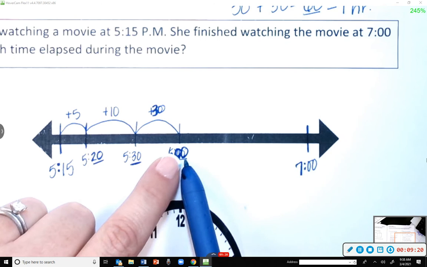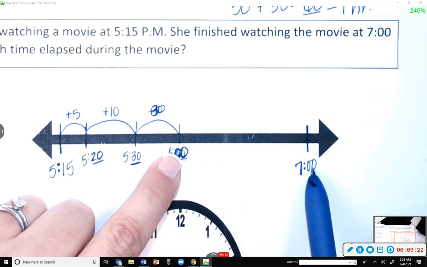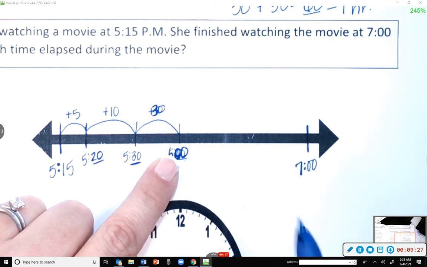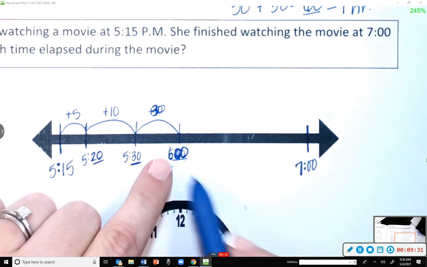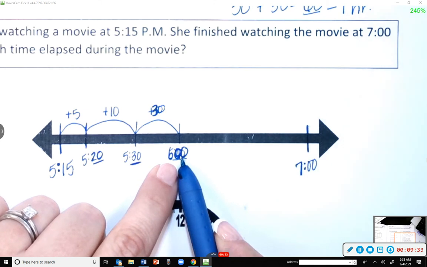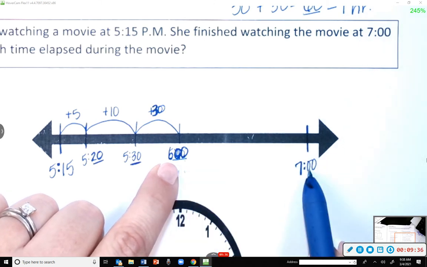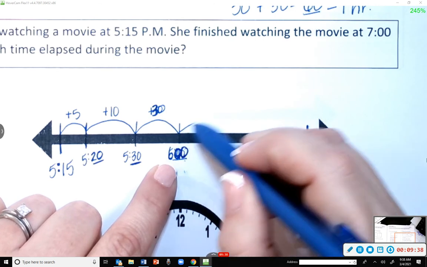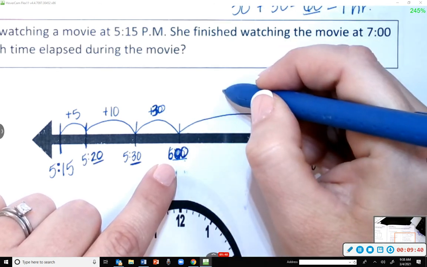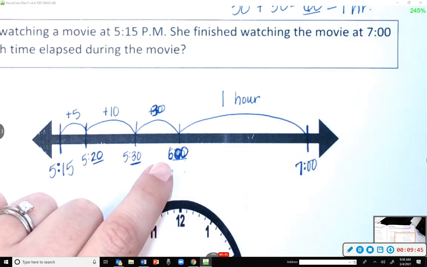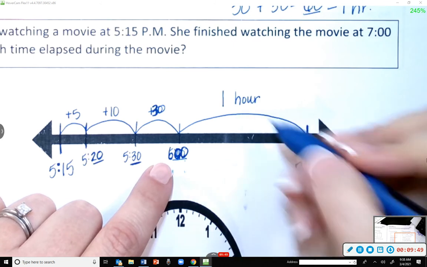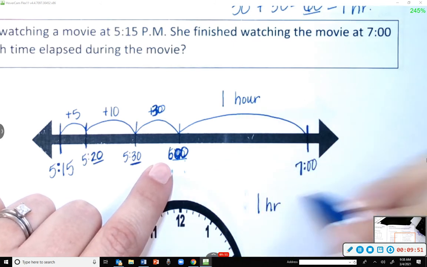But here, if I'm at 6 o'clock and I need to go to 7 o'clock, I can just skip an hour. We don't want to have to do all these jumps by 5s and 10s, okay? We should be able to look at this hour and know that it's exactly 1 hour away from 7 o'clock. So I'm going to jump 1 hour, and that's what we need to label it with, not minutes. Okay? So now for my answer, I'm going to put 1 hour has passed.